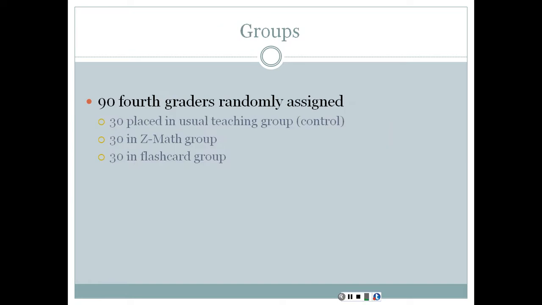So these are our groups. We have a total of 90 4th graders, and they would be randomly assigned into 3 different groups. The principal randomly draws 30 names from the hat, and these students are assigned to the usual teaching group, and this is going to be our control group. Then we have 30 names randomly drawn, assigned to the Z-math group, and then the final 30 will be in the flashcard group.